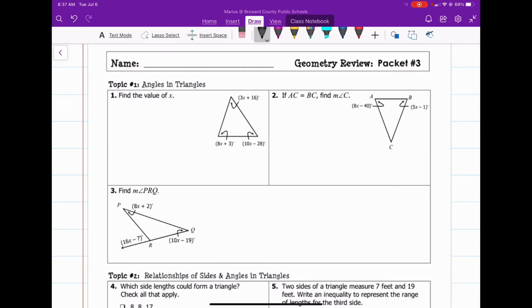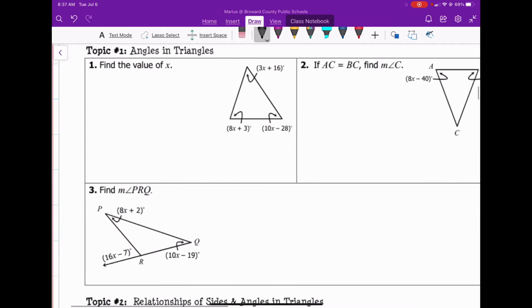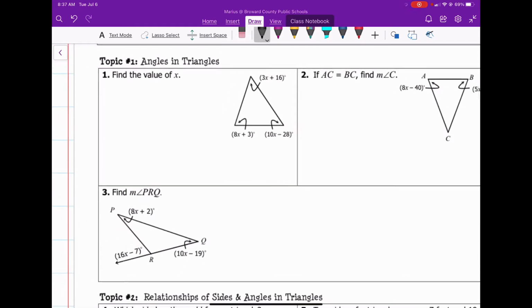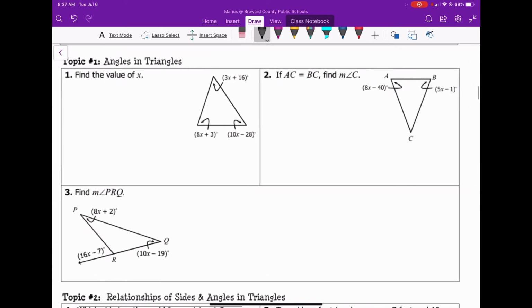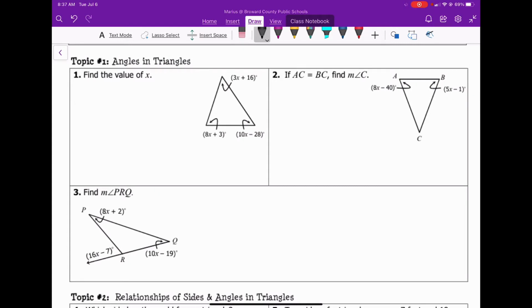Welcome back, and today we're going to do a review lesson on angles inside of triangles. One of the most basic rules in geometry for triangles that you need to know is that all three angles inside of a triangle add up to equal 180. So for this first question, where it says find the value of x, we know that if we add all three angles up, they should equal 180. So that's how we're going to set up our equation here.